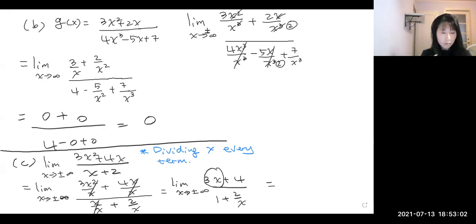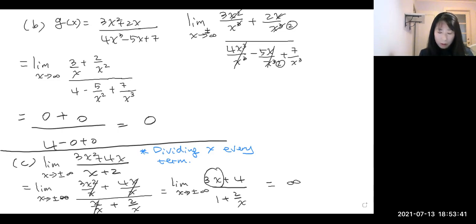Would it just be infinity? Yeah, it's infinity, right? Because the other one is 2 over x, we get 0, so infinity plus 4, right?